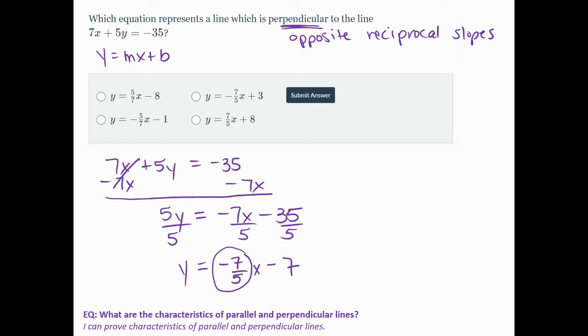So here's my slope. This time, going back to the top, we want perpendicular lines, so opposite reciprocals. So I'm looking for a slope that has an opposite sign. Opposite of negative would be positive. And I need it to be the reciprocal. So the reciprocal of 7/5 would be 5/7. So my answer that I'm looking for has to have a slope of 5/7. That's positive. That would be this one right here. So there's my answer. And that concludes our examples.